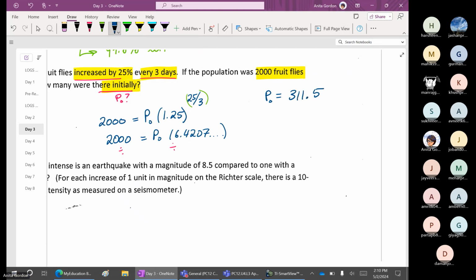311.5. Actually, no, give me more decimals. 491 dot, dot, dot, dot, dot. Okay, what are we measuring?